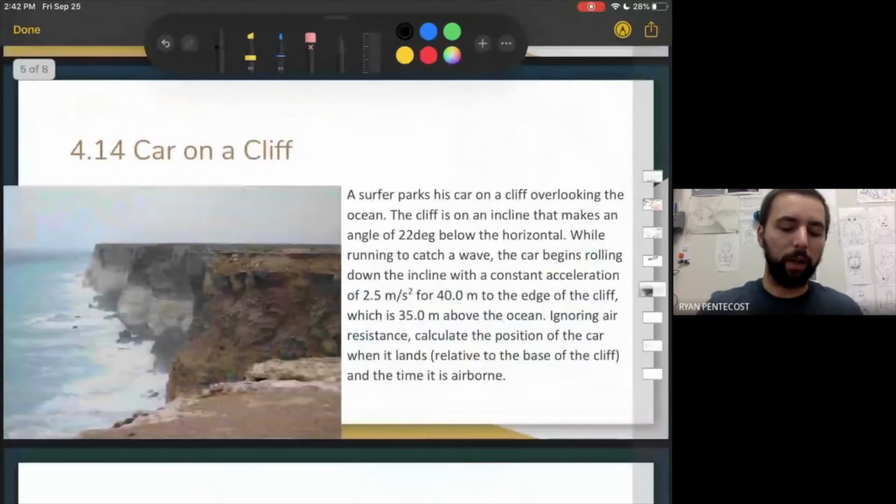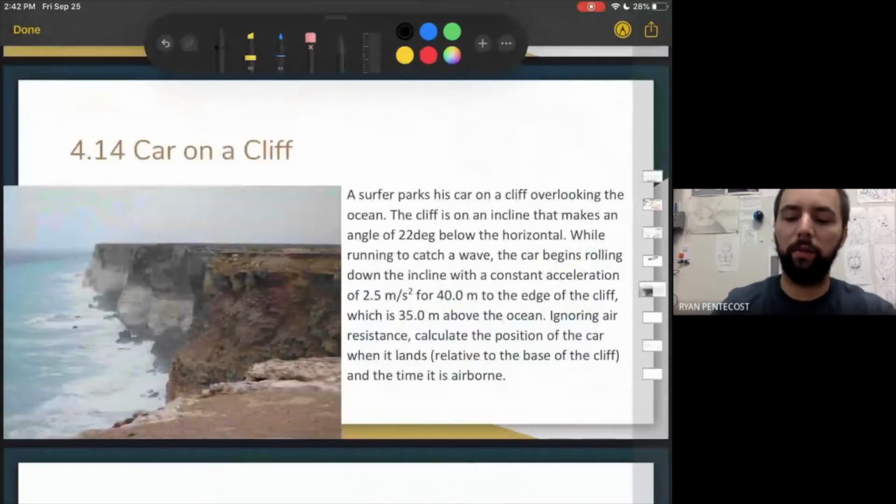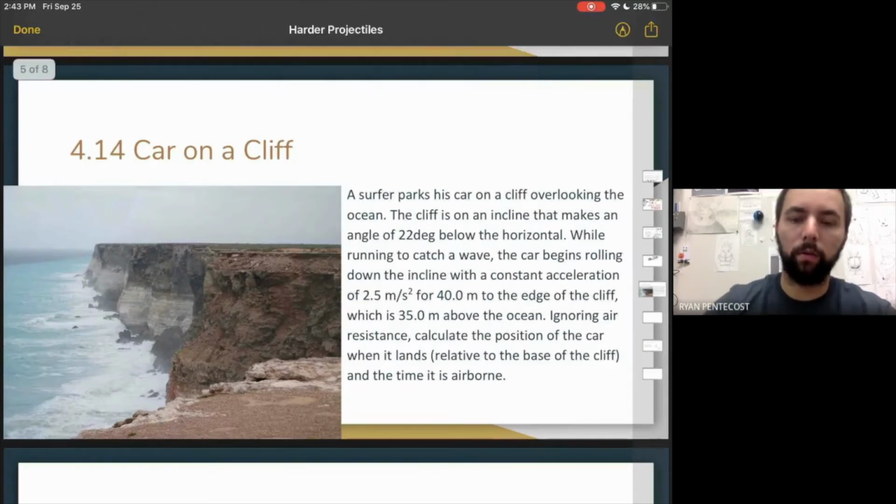All right, so car on a cliff. A surfer parks his car on a cliff overlooking the ocean. The cliff is on an incline that makes an angle of 22 degrees below the horizontal. While running to catch a wave, the car begins rolling down the incline with a constant acceleration of 2.5 meters per second squared for 40 meters to the edge of the cliff, which is 35 meters above the ocean. So we're going to need to draw this up. Ignoring air resistance, calculate the position of the car when it lands relative to the base of the cliff and the time it is airborne, right?